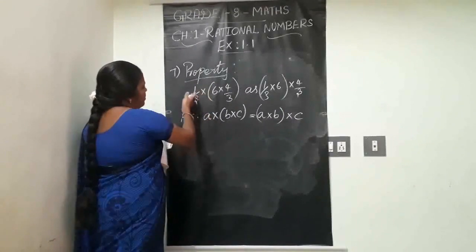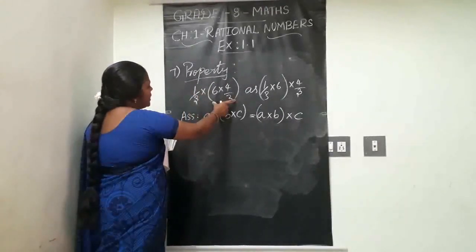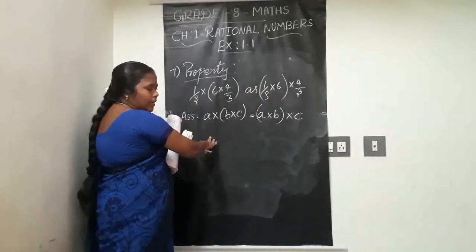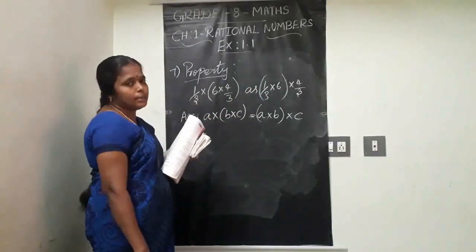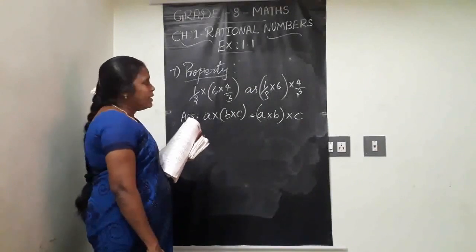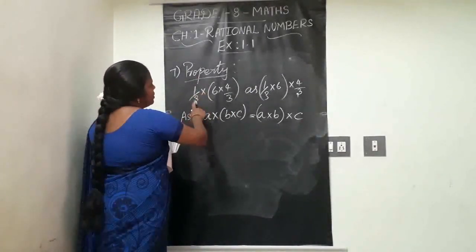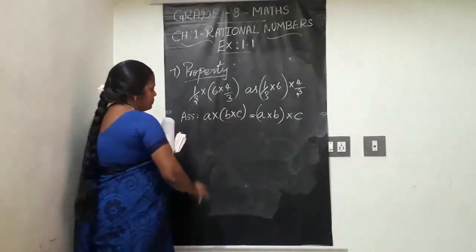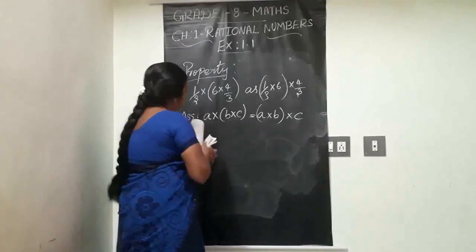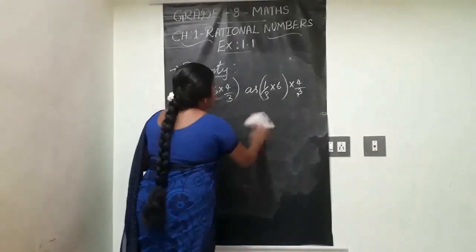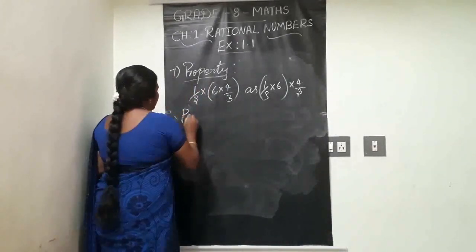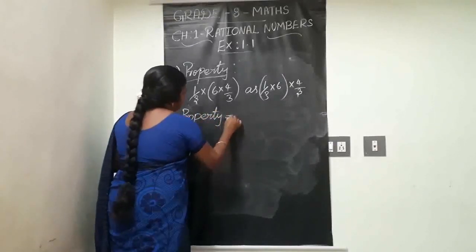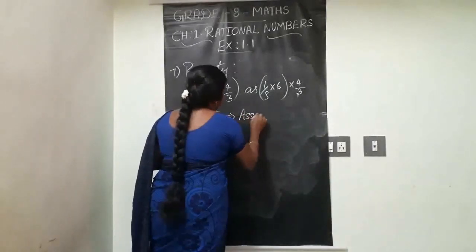Like this only here. Here on the left side the second and third are covered, on the right side the first and second are covered. What is this meaning? We can multiply the rational numbers in any order. Clear? So the property that comes here for this question is associativity only. No need to write more, just the property name right here. Property is associativity.